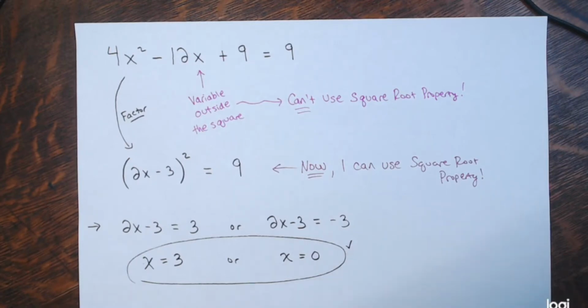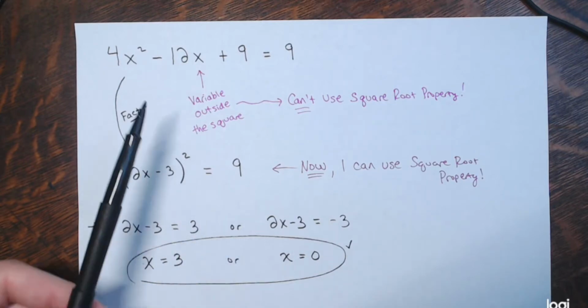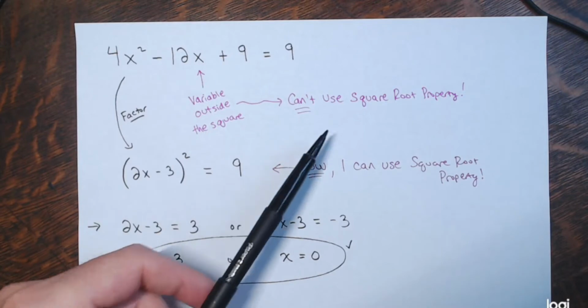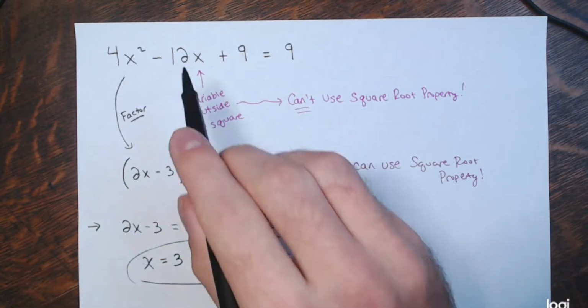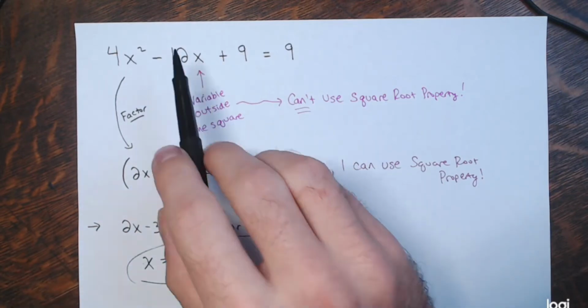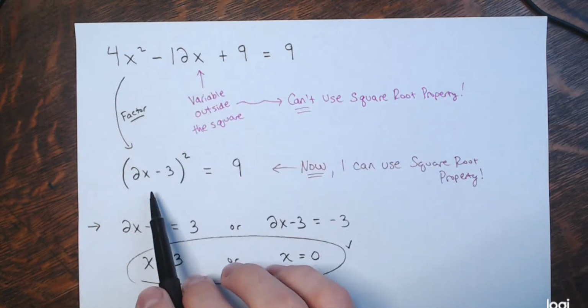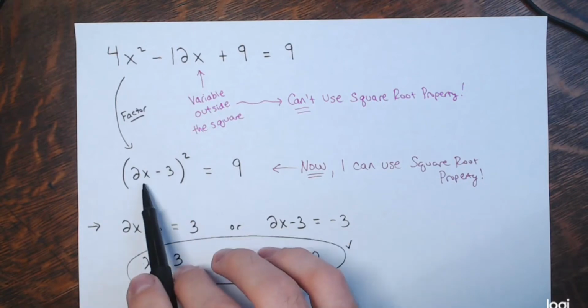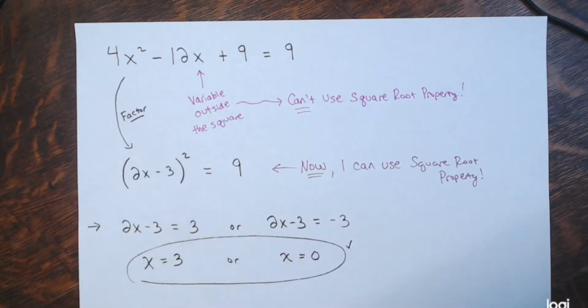Yeah, so this one was a little trickier, because the way it looked in the beginning, you couldn't use the square root property. There was a variable outside of a square. But if you factor the polynomial, then you have an equation where there's a variable in a square and no variable outside the square, and then you can apply the square root property.